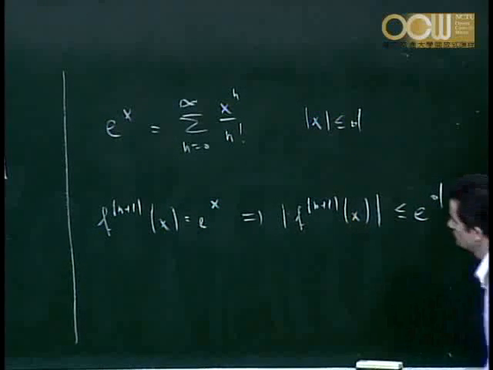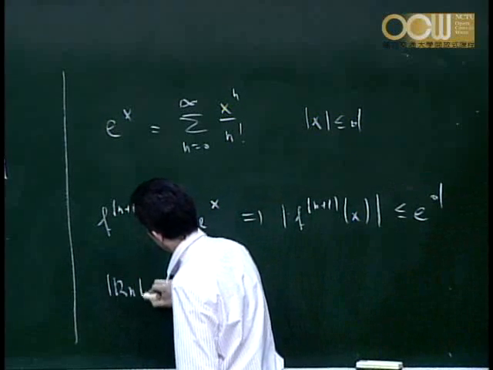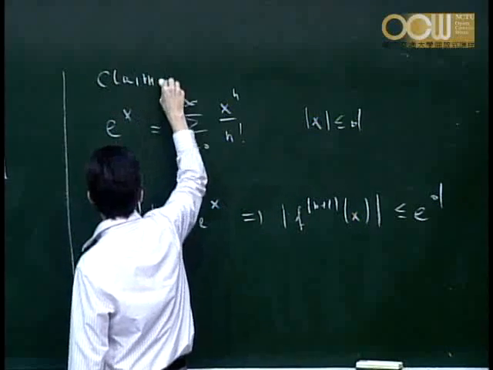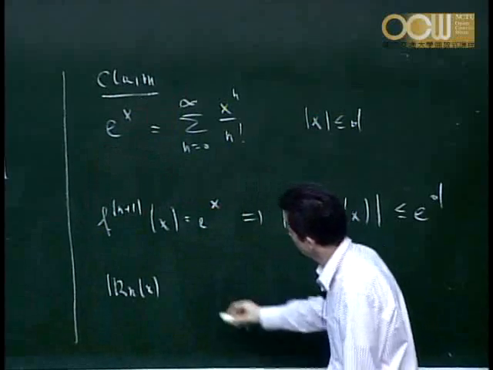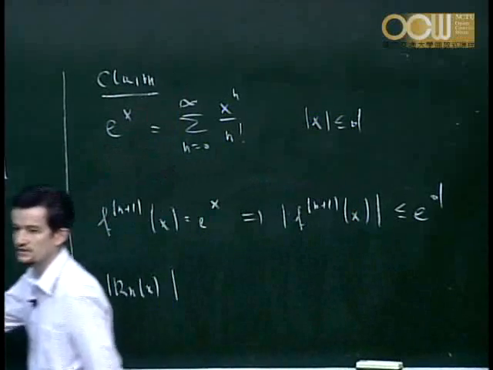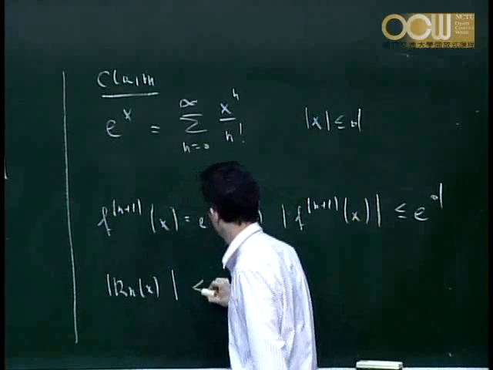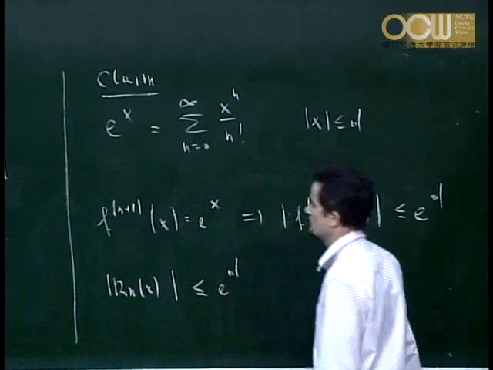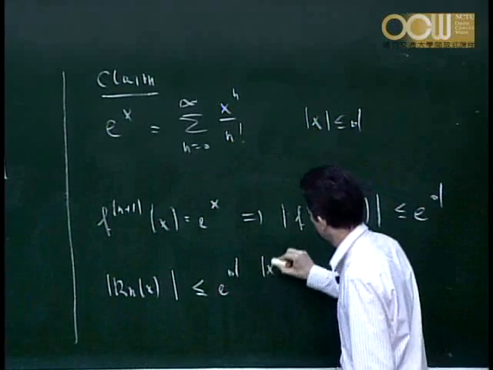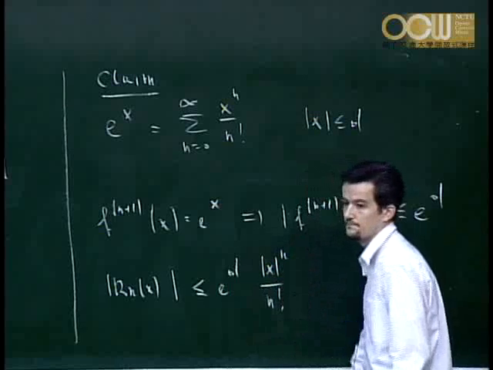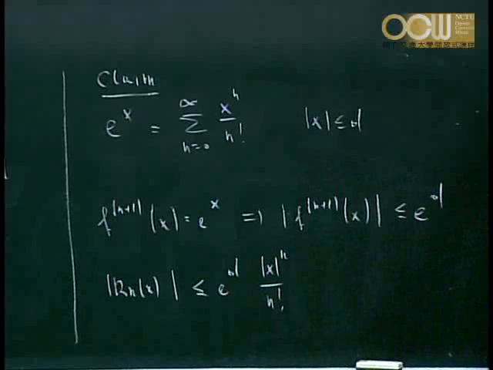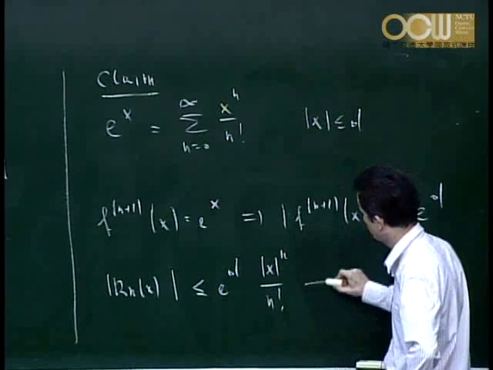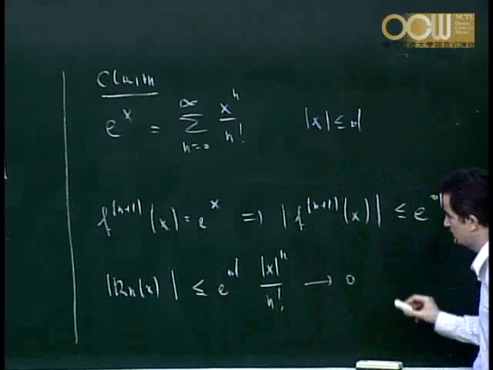This is my claim. If I look at the error, I can use Taylor's inequality. Taylor's inequality tells me it is smaller or equal than m, which here is e to the d, times the absolute value of x to the n over n factorial. Now I still have to understand where this goes if n tends to infinity. I claim it is 0 as n tends to infinity.